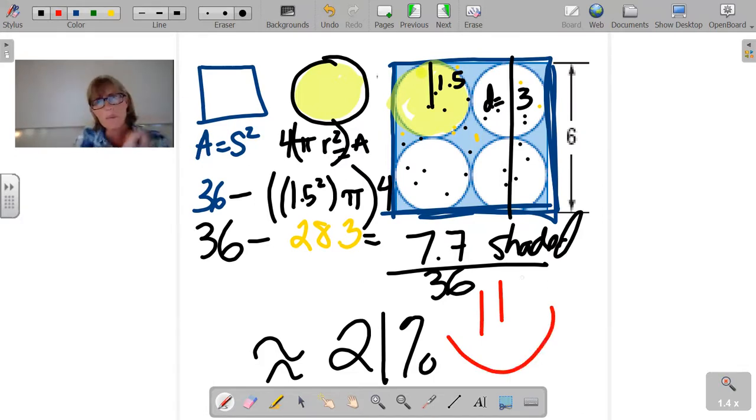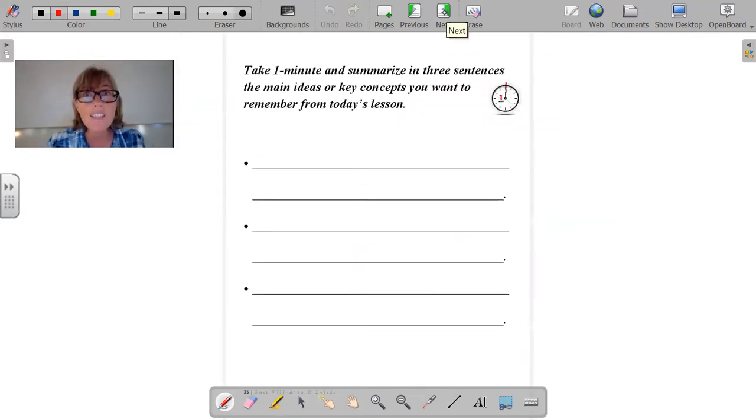If you forgot a piece, write yourself a little note. What are you going to remember next time? Please summarize today's lesson.